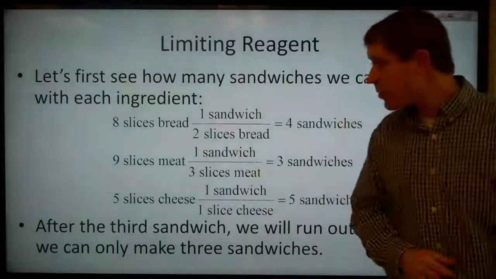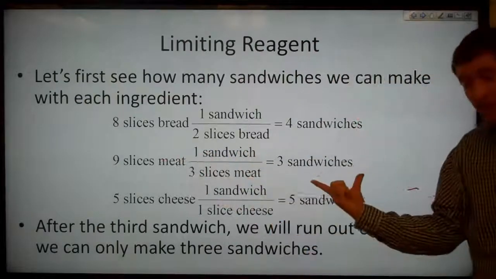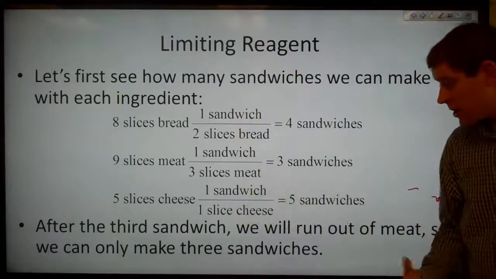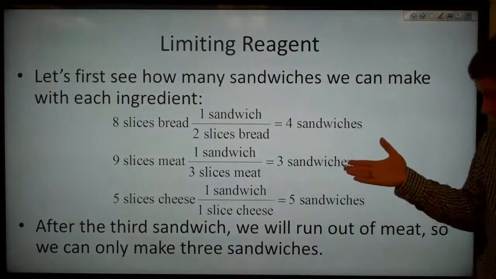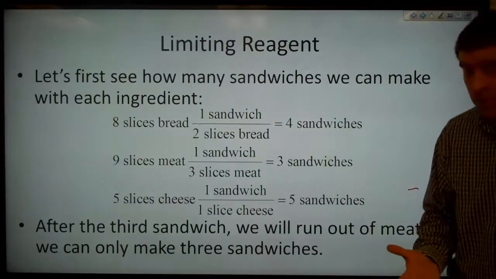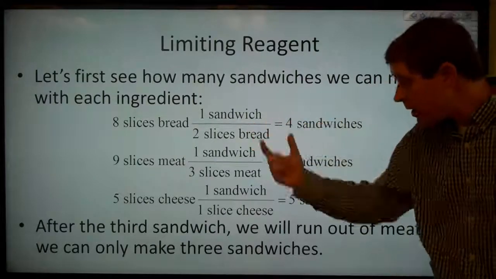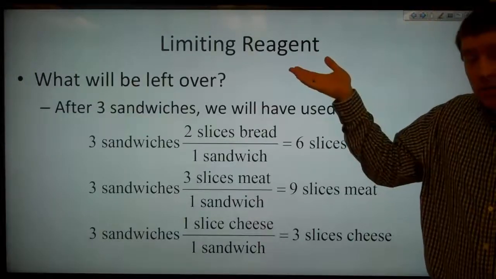With 8 slices of bread, we can make 4 sandwiches. With 9 slices of meat, we can make 3 sandwiches. And with 5 slices of cheese, we can make 5 sandwiches. So after our 3rd sandwich, we're going to run out of meat, so we can really only make 3 sandwiches. And then we're going to have some bread and cheese left over. So what will be left over?